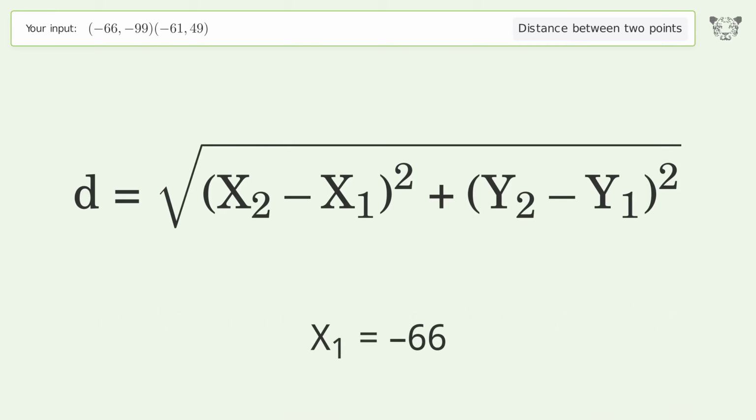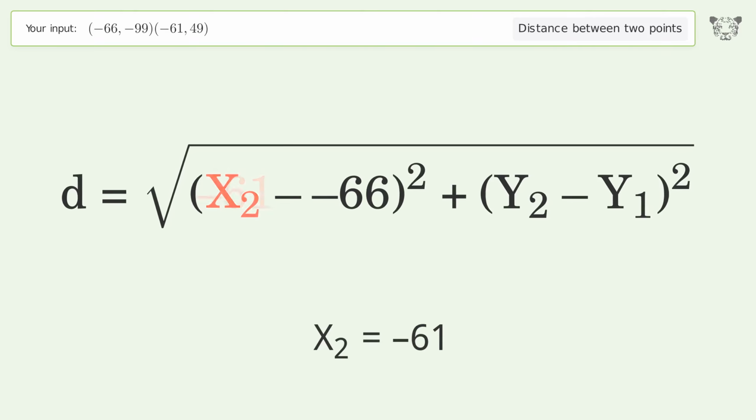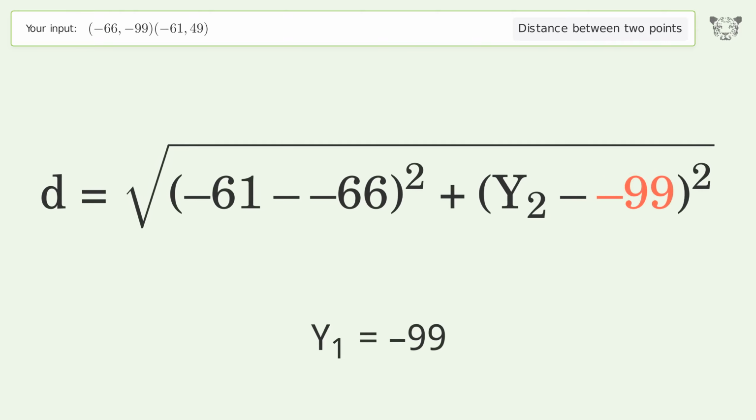x1 equals -66. x2 equals -61. y1 equals -99. y2 equals 49.